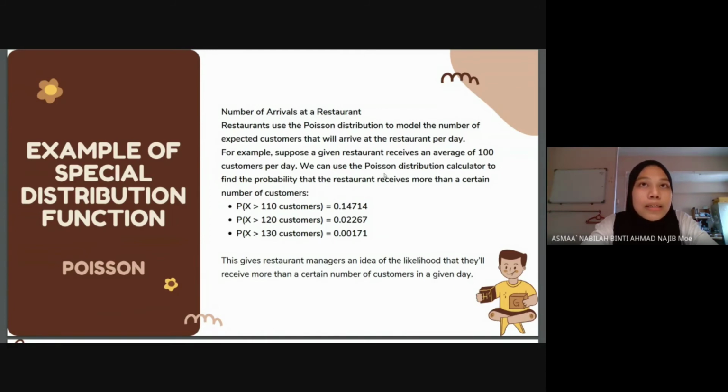0.14714. Next, if it is more than 120 customers, they get 0.02267. Lastly, if it is more than 130 customers, they get 0.00171. This gives restaurant managers an idea of the likelihood that they will receive more than a certain number of customers in a given day.